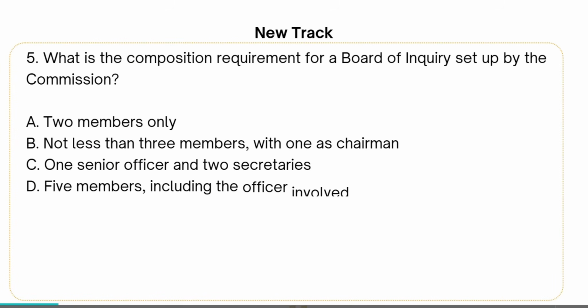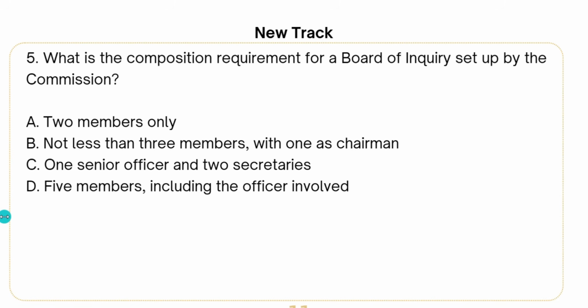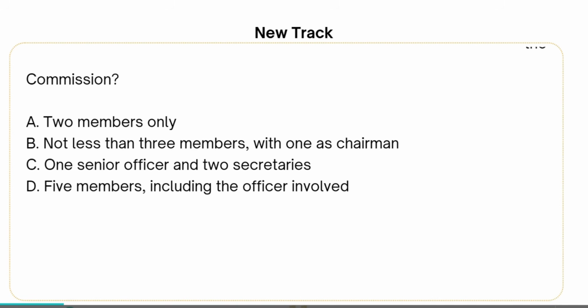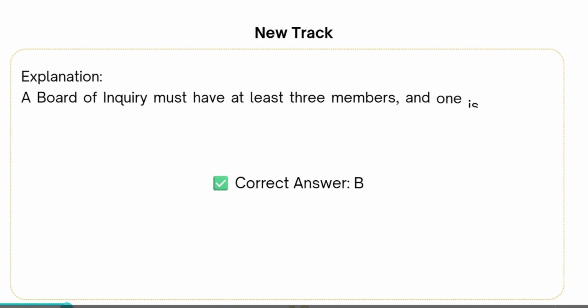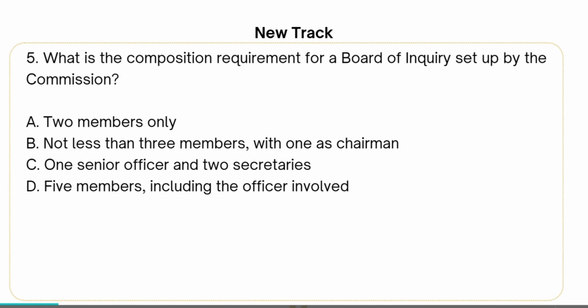Question number 5. What is the composition requirement for a board of inquiry set up by the commission? A. It must be 2 members only. B. Not less than 3 members with 1 as chairman. C. 1 senior officer and 2 secretaries. And D. 5 members including the officer involved. The right option is option B, not less than 3 members with 1 as chairman.